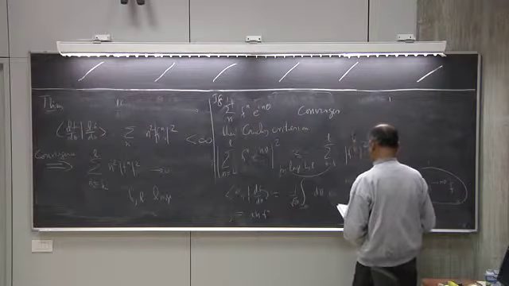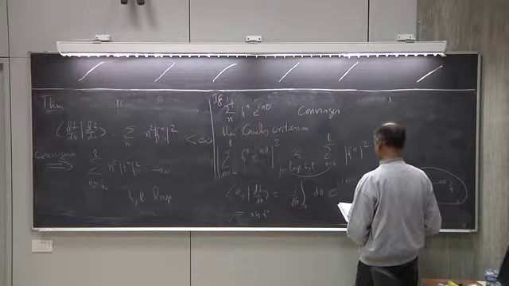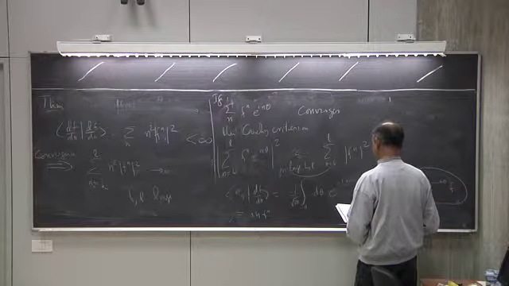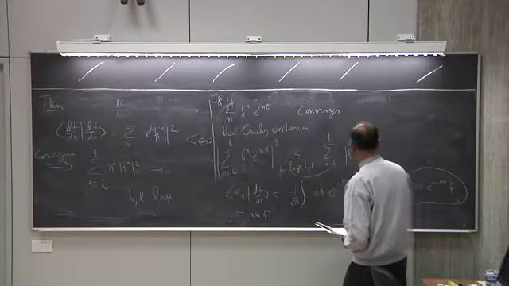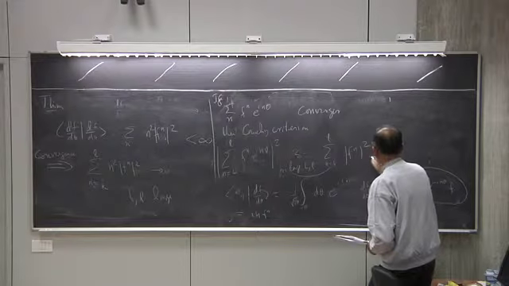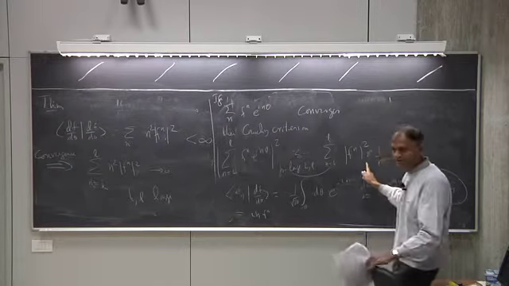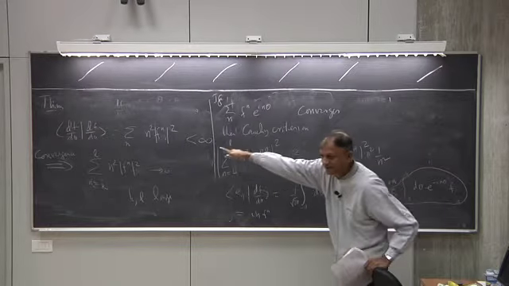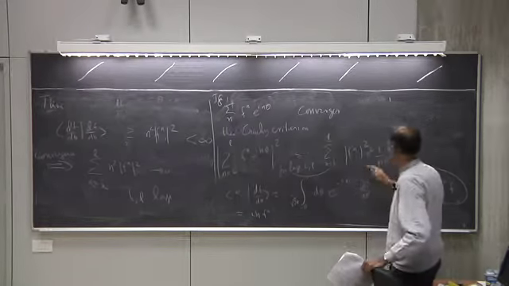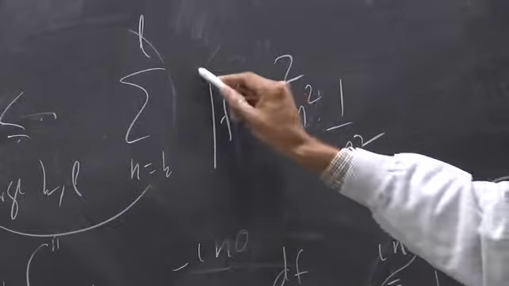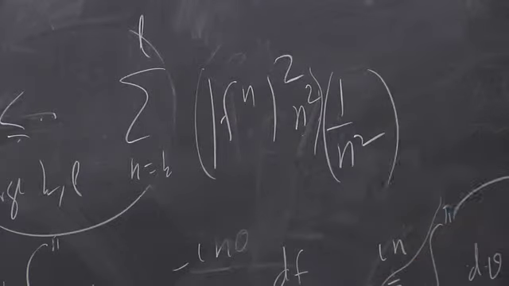Okay, now let's do the following. Let's multiply and divide by n square. No change here, I just multiply. That's the reason why we have this. So you have this quantity and then you have this quantity.